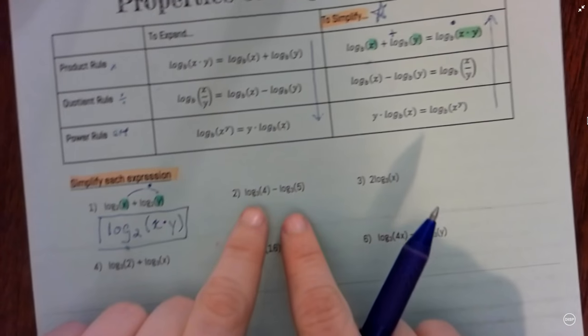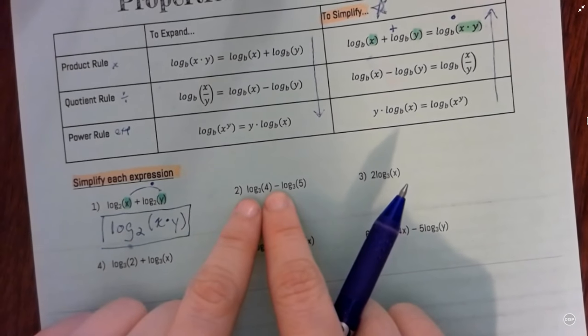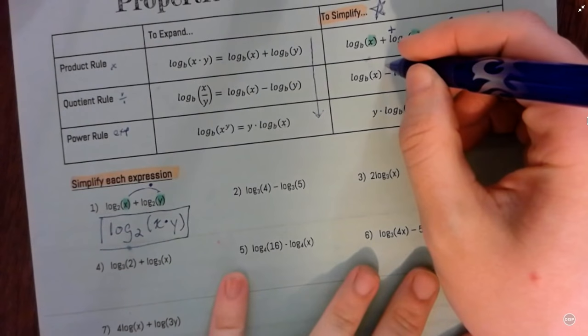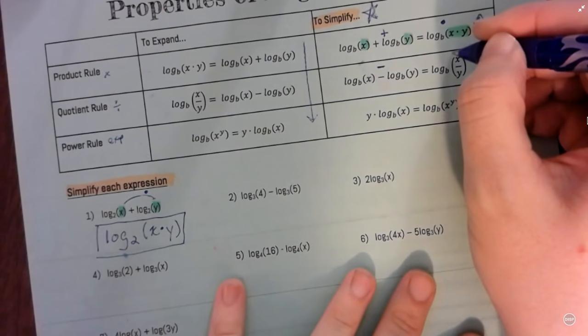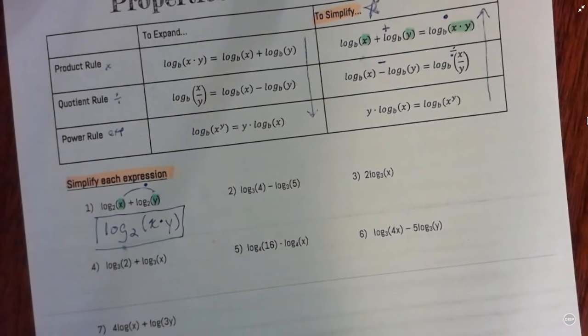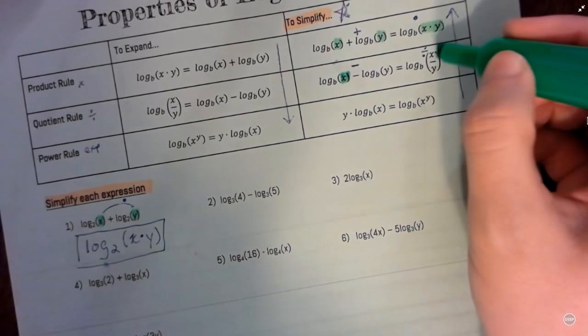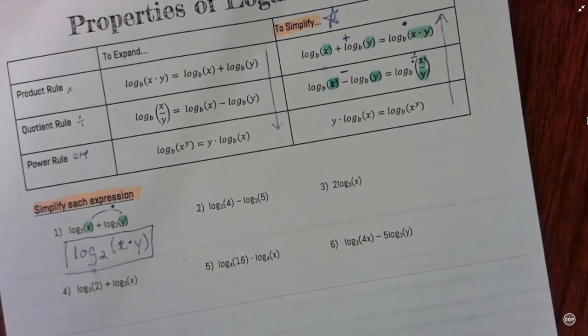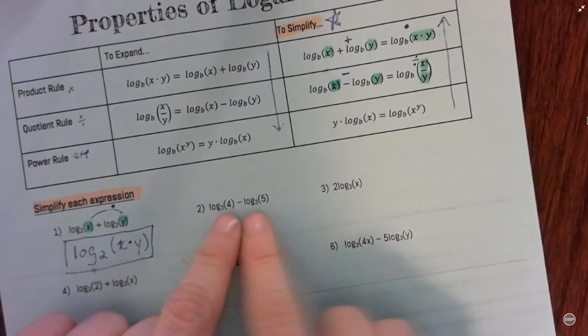On the other hand, if you are subtracting two logs, that's this rule right here. So subtracting two logs means you are going to divide the arguments. So you're going to take, notice we have x, and then we're going to divide by the second one. So x divided by y.